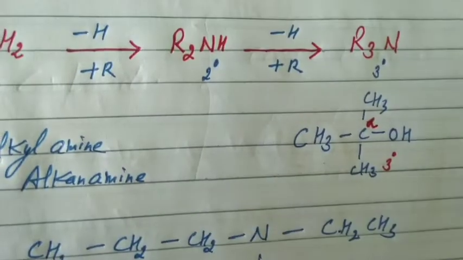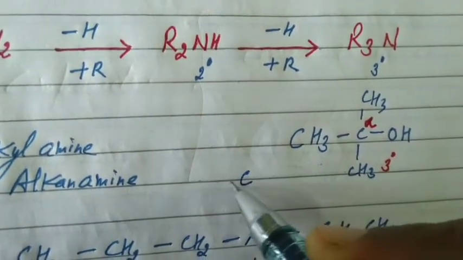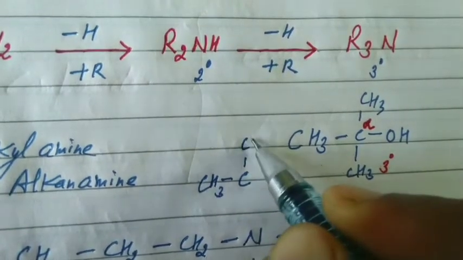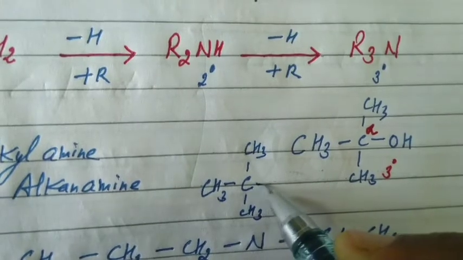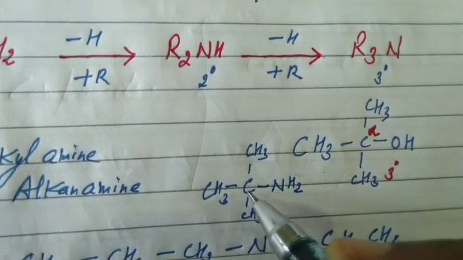But students, in case of amines, we will not focus on the nature of alpha carbon. We will look only at the number of hydrogen atoms which are in link with nitrogen. Now it is called as amines. We don't check the nature of alpha carbon.